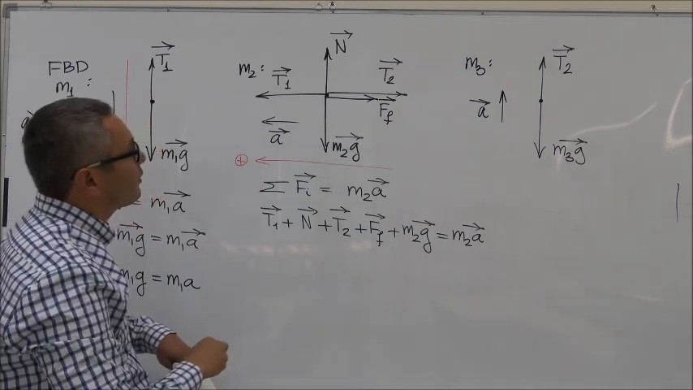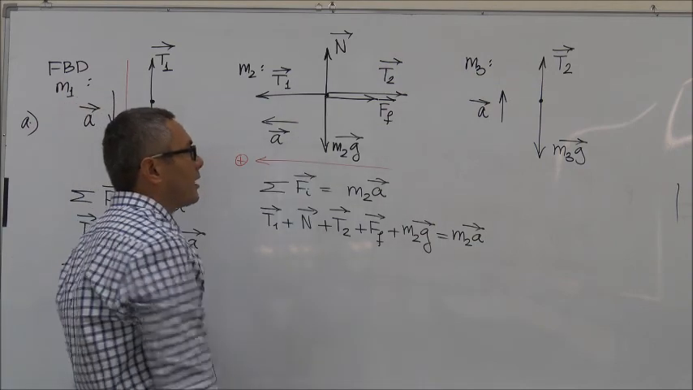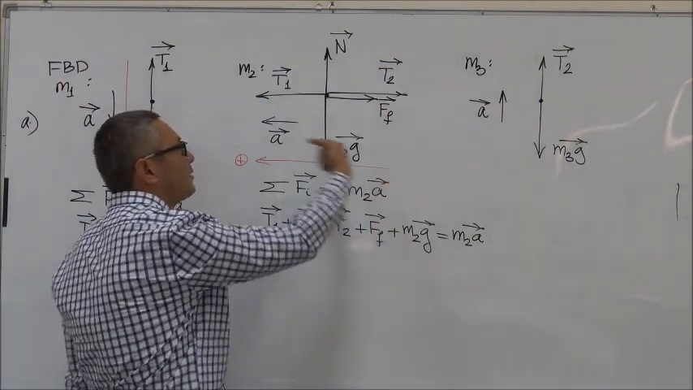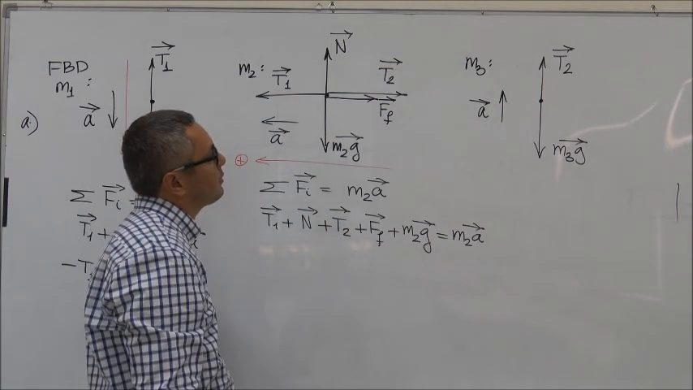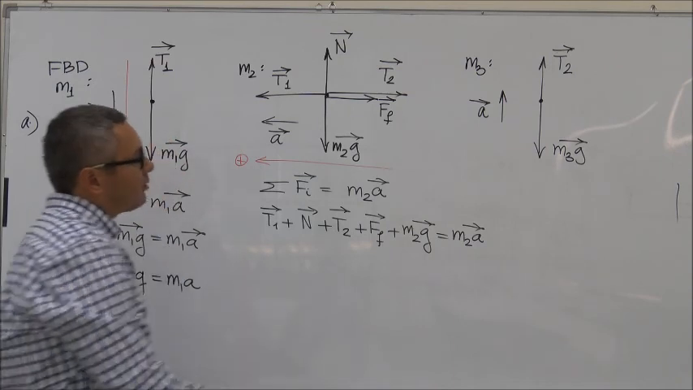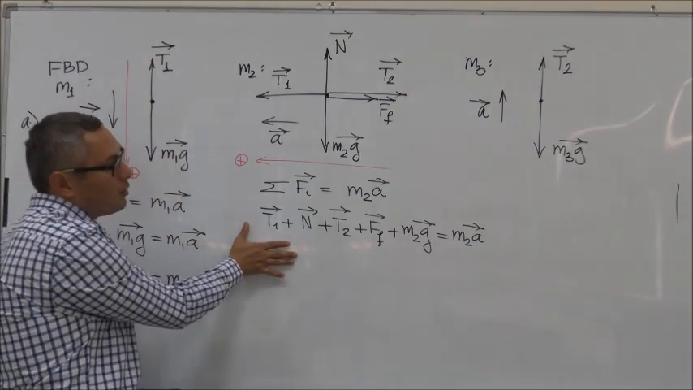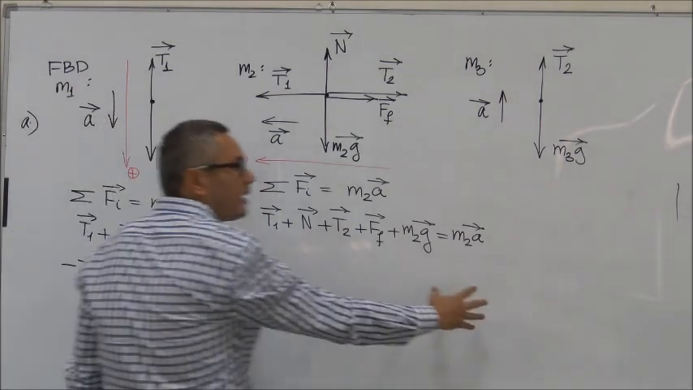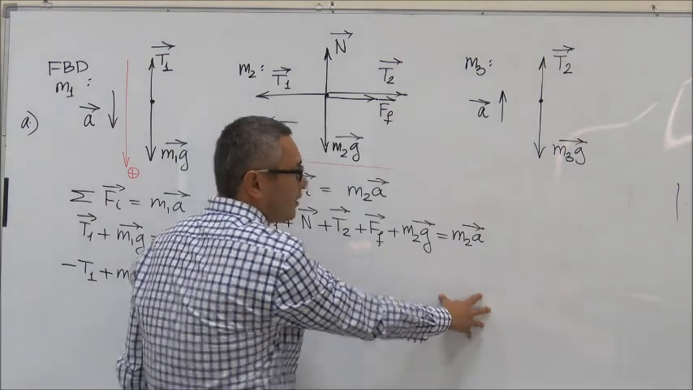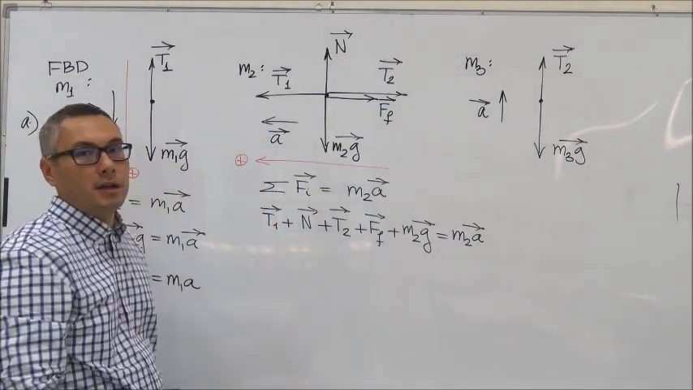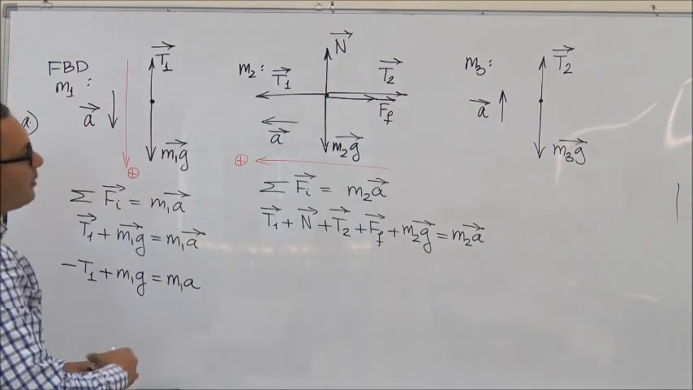Now let's look at the vertical first. Now remember that this mass M2 only has acceleration in the horizontal direction. So there is no acceleration in the vertical direction, which means that when I write this equation for the vertical component only, on the right hand side I will have 0 because the acceleration in the vertical direction is 0. So in principle we can just ignore the vertical direction. So let's just focus on the horizontal.